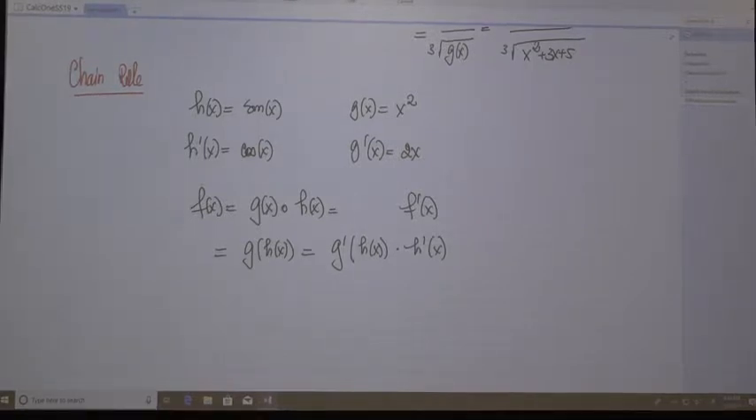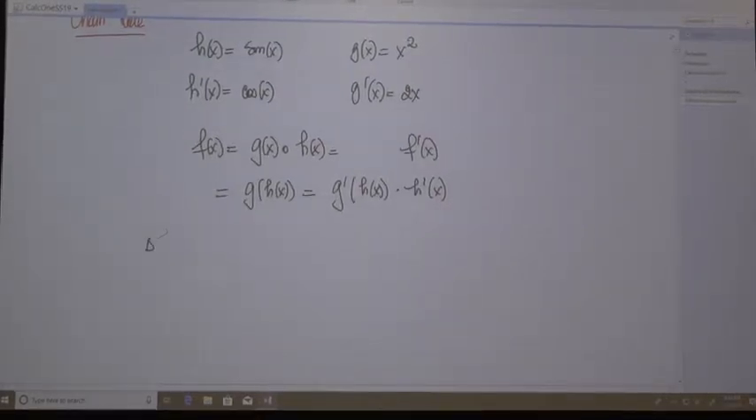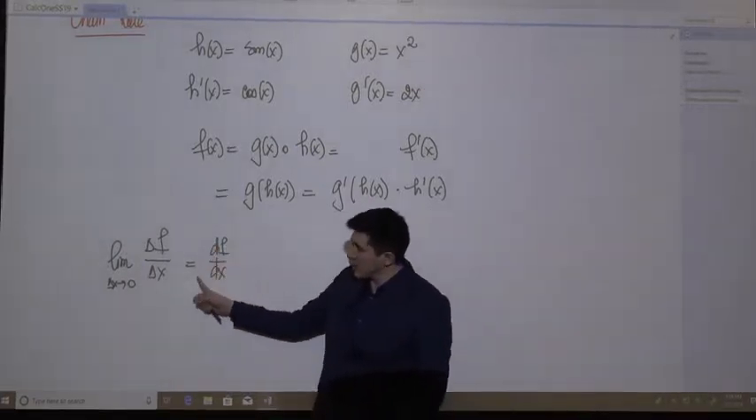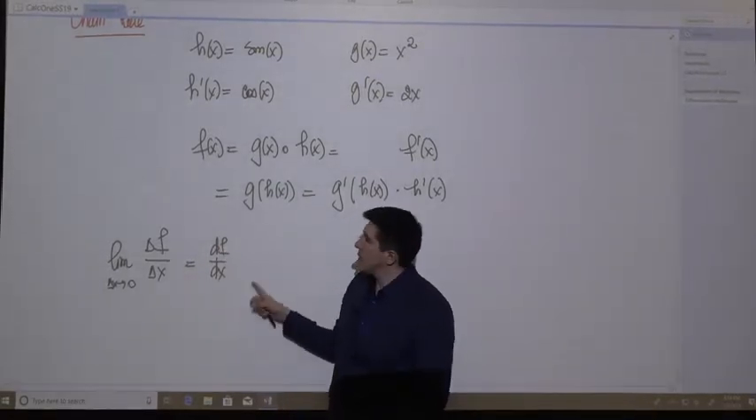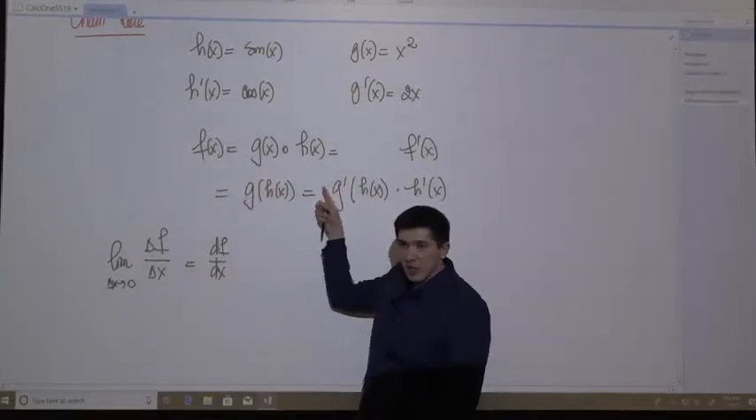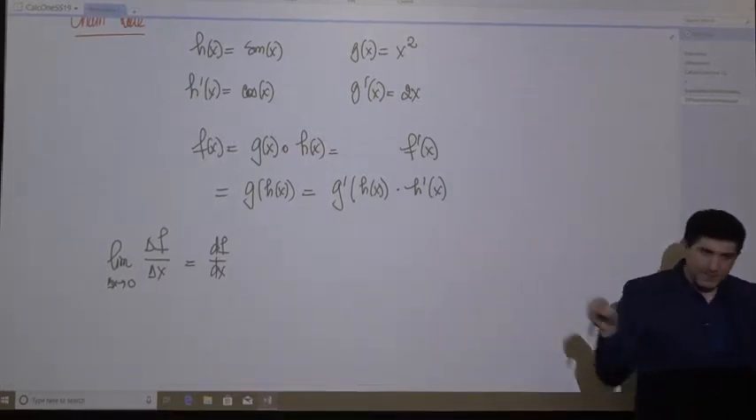Do you remember previously we said that delta f over delta x is the average change of the function, right? When you take its limit, it gives you the instant change of this function, right? And we denoted this as df over dx. Now let's try to write down the derivative of the composite function in terms of the Leibniz notation. Leibniz notation, do you remember? I told you before that this notation was introduced by Leibniz, right? So we're going to write down the derivative of this composite function in terms of the Leibniz notation.